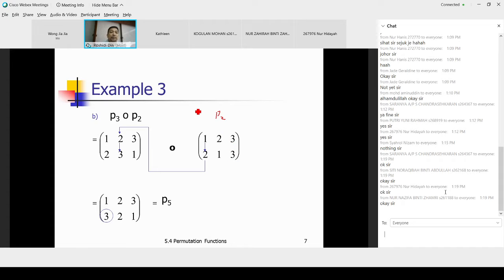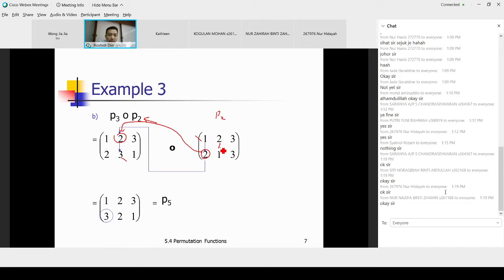Then we solve the problem. How to solve it? We start with the second set here. The second one: 1 maps to 2. Once 1 maps to 2, we need to find where 2 is in P3. So 1 maps to 2, and 2 maps to 3. So the answer will be 1 maps to 3. So it will be 1, 3.